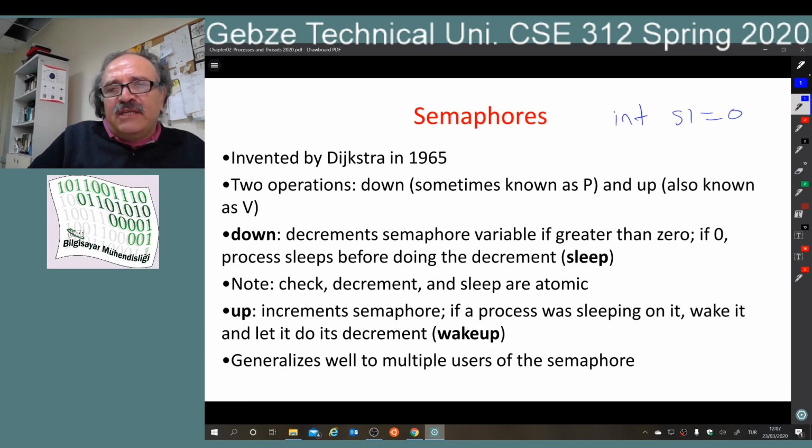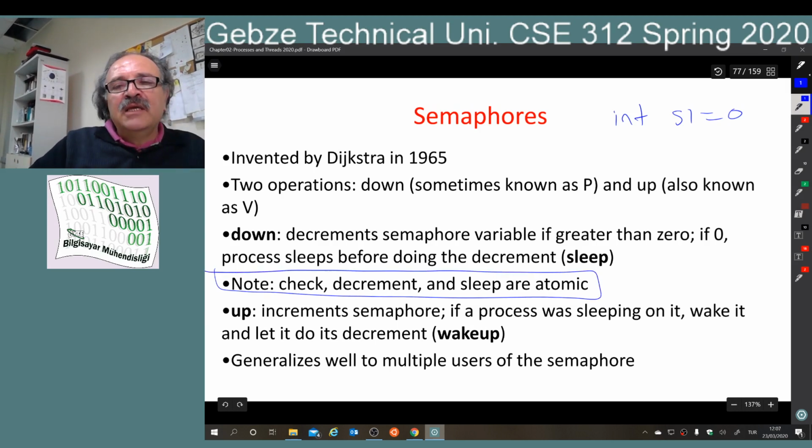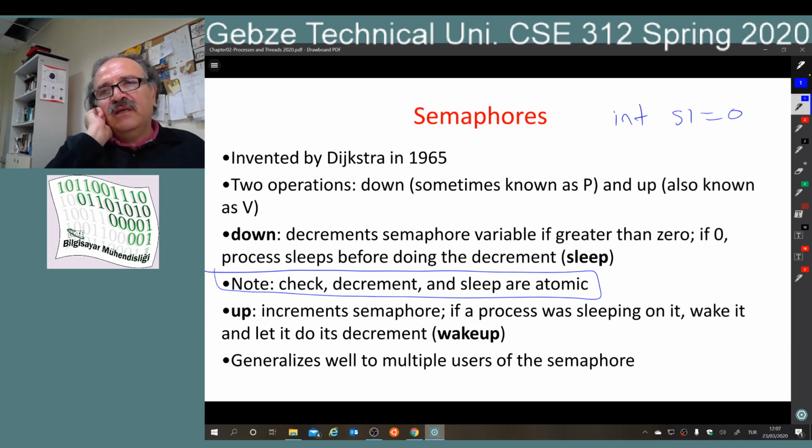Okay, since it is 0, it's not going to decrement it. It says that, okay, since it says 0, I will go to sleep before I decrement it. That means that somebody is going to wake me up. When I am woken up, I will decrement it later, and in that case, my semaphore will be greater than 1. Okay, so all this check, decrement, and sleep are atomic. It is done, supported by the operating system. So down is regular down, regular decrement. If it is not 0, it is regular, no problem. If it is 0, it says that I am going to sleep before the decrement. When I wake up, I will do the decrement later. Okay, but this decrement will never make this S1 a negative number.